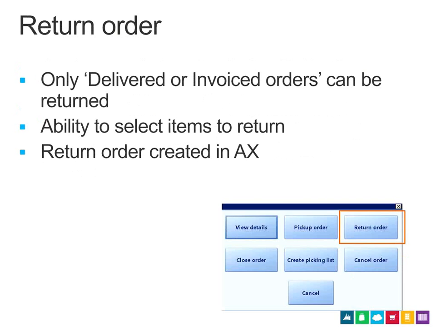We can create a return order. So in this case, it's only for delivered or invoiced orders. So when you recall one of those, you'll be able to do a return order on it. And from there, you can select any of the line items from that to be returned.